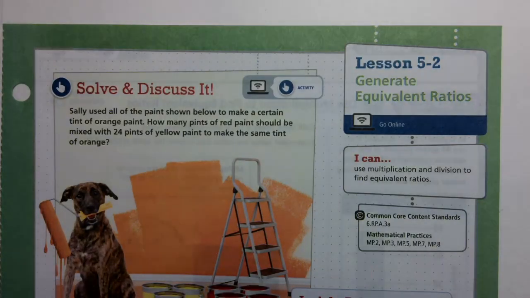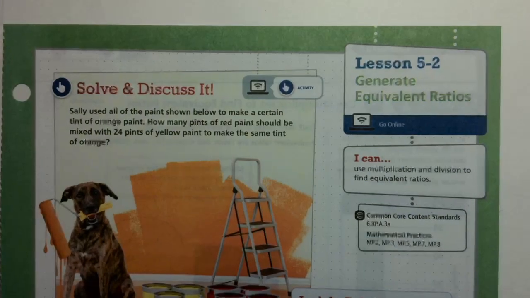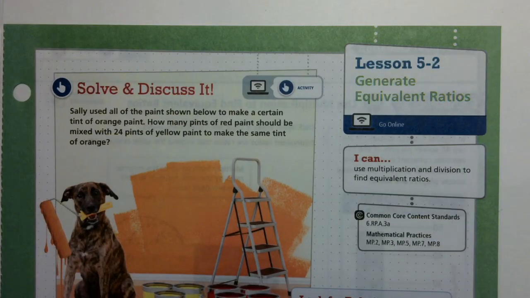All right, students, you need to tear out pages 273 through 277. We're working on 5-2 today. Be getting those pages gathered up while I'm talking to you.